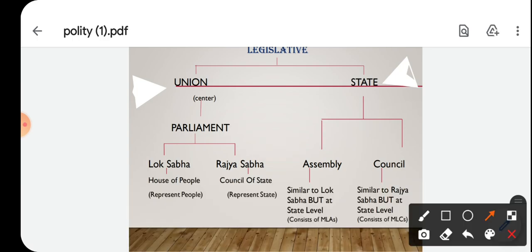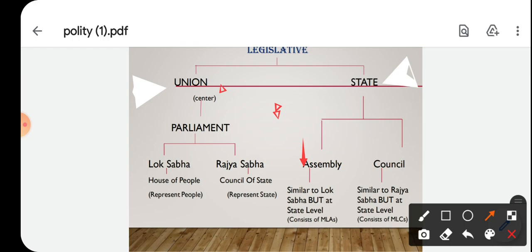One is union and the second one is state. Now, this union, don't get confused when I use some political terms such as union. Union simply means center. What is union all about? Union means center, the union legislature and the state legislature. Union is the legislature which is present at the center level, and state is for each and every individual state.